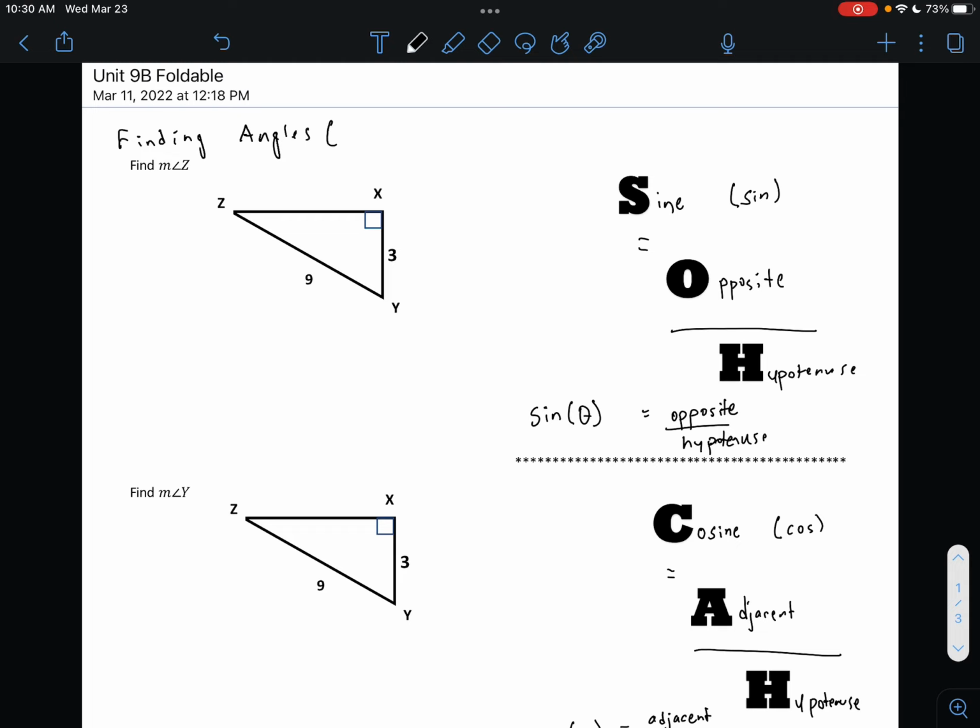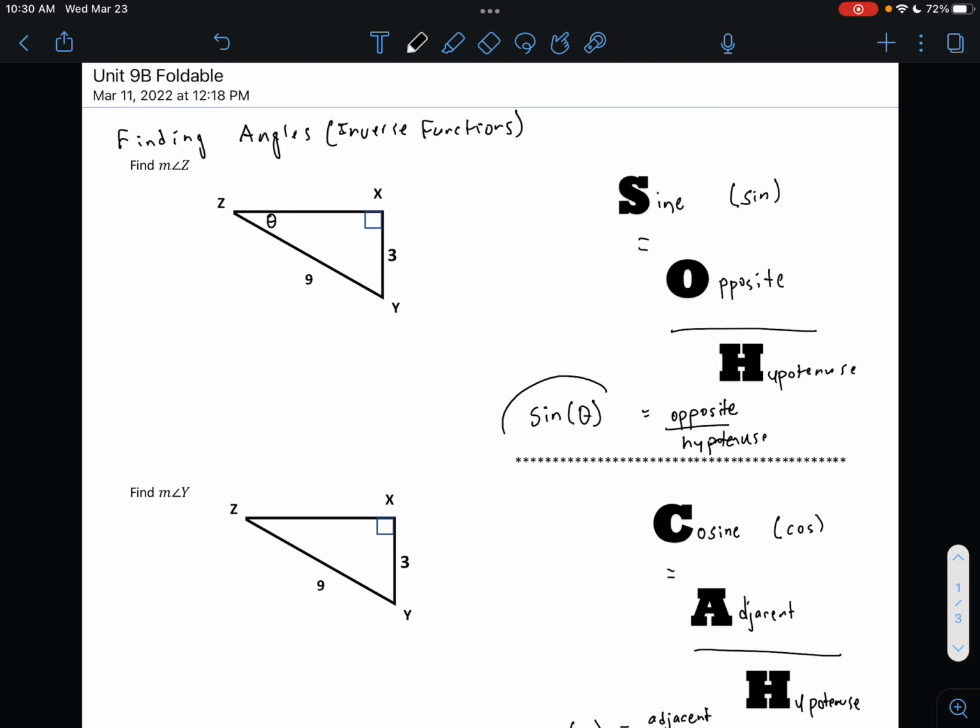And these are called inverse trig functions. These are kind of the opposites of the standard ones. Now this tells us to find the measure of angle z. So what that tells us is that angle z is going to be our theta. We're still going to be using theta. Theta is the angle that we are looking for in this case.